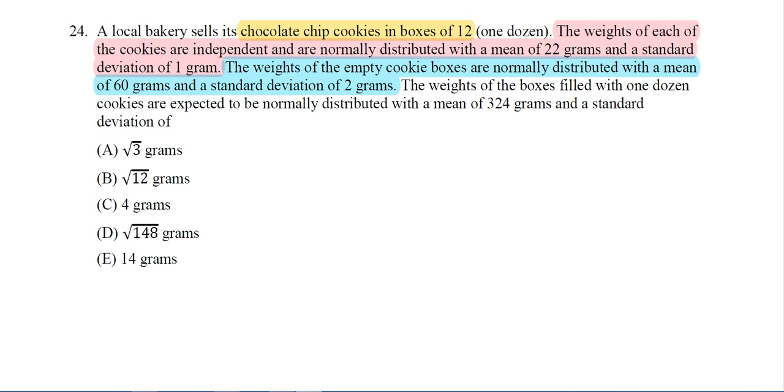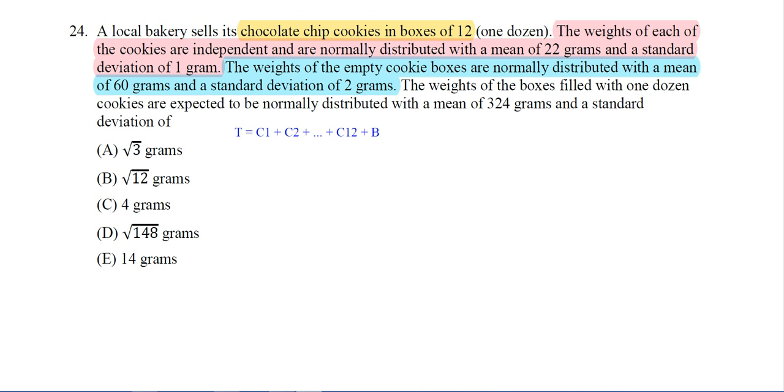So this is a question that involves combining multiple random variables, right? The weight of each cookie is a random variable, the weight of each box is a random variable. Combining that all together gives us a filled box. So let's define some variables here. T is going to be the total weight of the filled boxes, and that is a combination, or a sum, of the weight of each of the 12 individual cookies plus the weight of the box itself. So C1 is just short for cookie 1, C12 is short for cookie 12, B is short for the weight of the box.